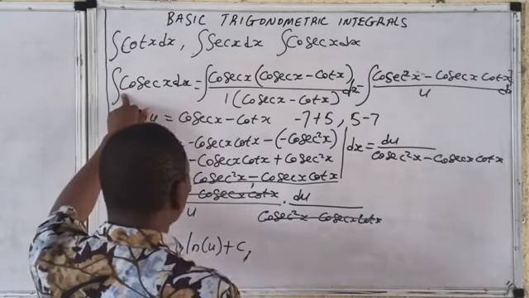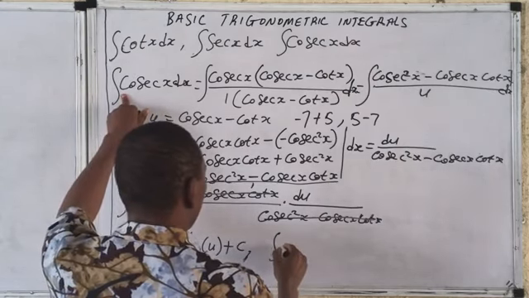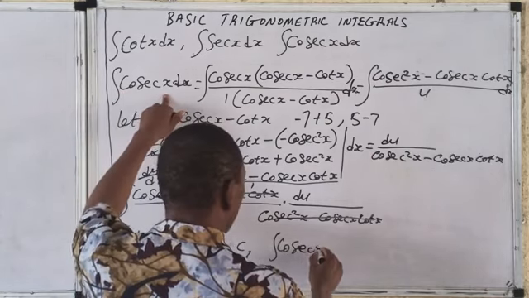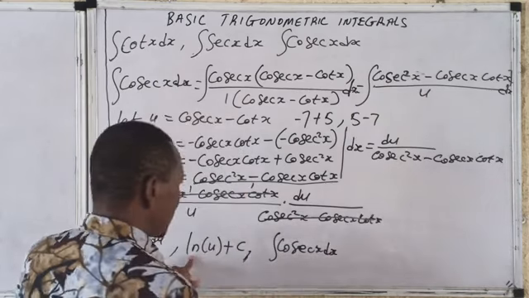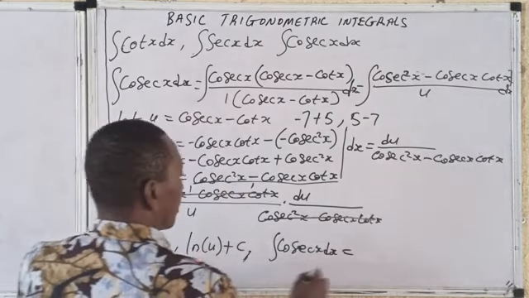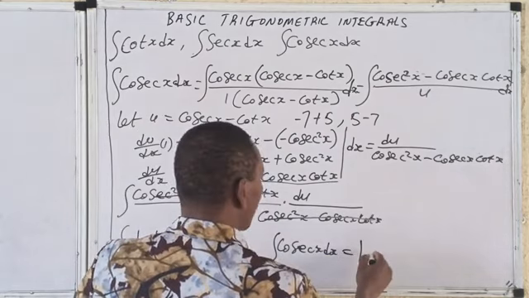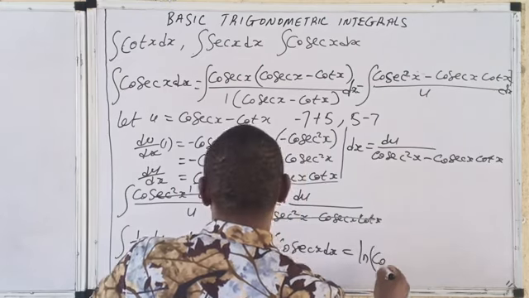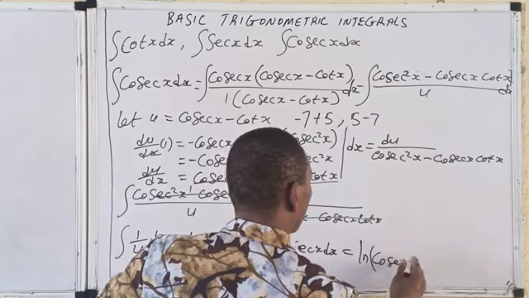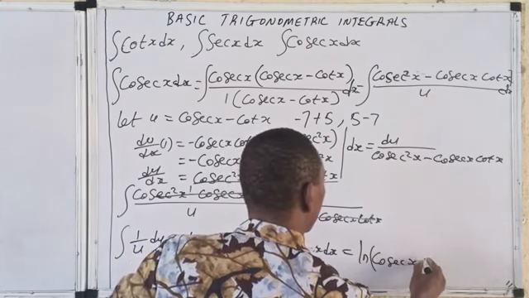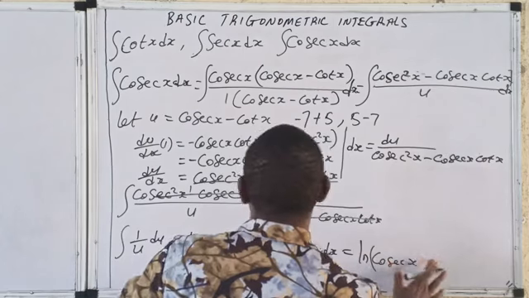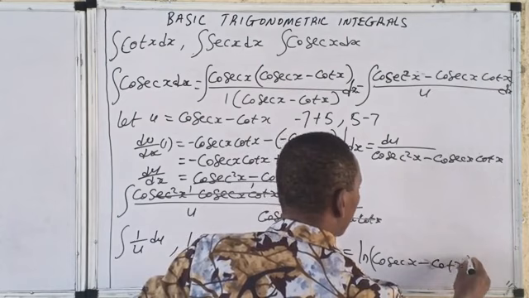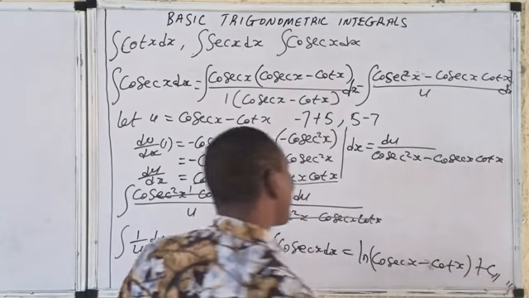So, if you integrate cosec x dx, what will you get? You will now get is equal to, what is u? Put it in bracket, cosec x minus cot x plus c. So this is the answer.